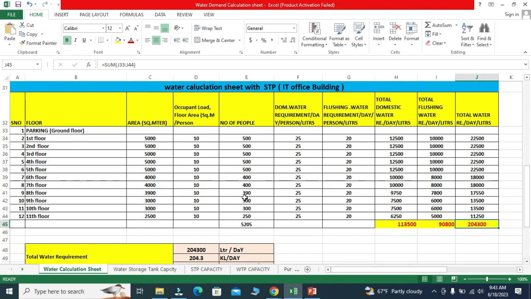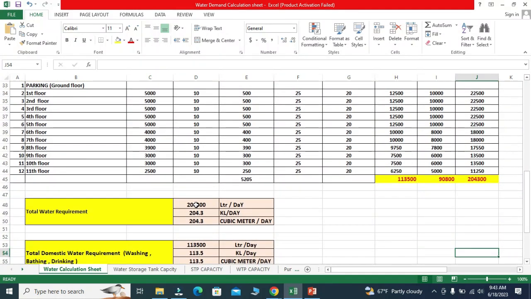This is the summary. This is the total water requirement in liter per day. We can convert it into kiloliter by dividing by 1000. So this is 204.3 kiloliter, that is cubic meter per day. This is the total water requirement of this building.